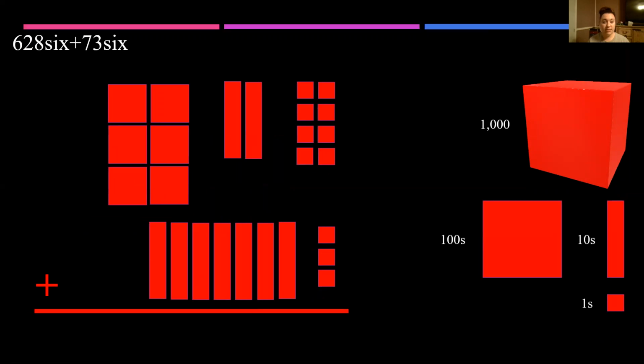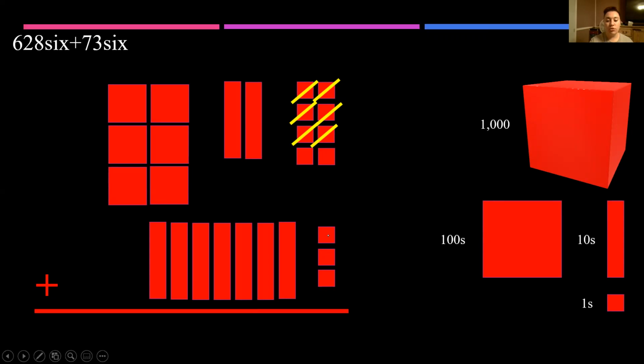Okay, on to 628 with a base of 6 plus 738 with a base of 6. Okay, same way. Instead of counting up to 5, we're going to be counting up to 6. So now these equal 6. So we're going to drop those, and we're going to carry over our 6.